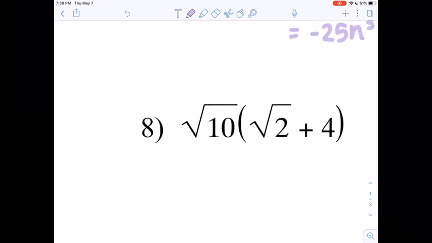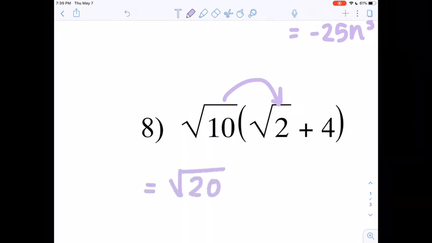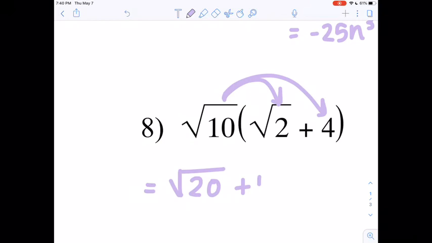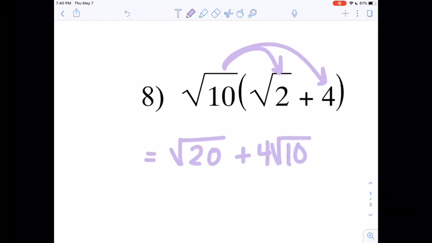Okay, number 8. Multiply root 10 times the square root of 2. Well, they're both inside the radical, so I'm going to combine those. That's 20. And then we'll multiply root 10 times 4. The 4 is going to stay on the outside. The 10 is going to stay on the inside. I can't multiply them together. Only outsides with outsides and insides with insides.